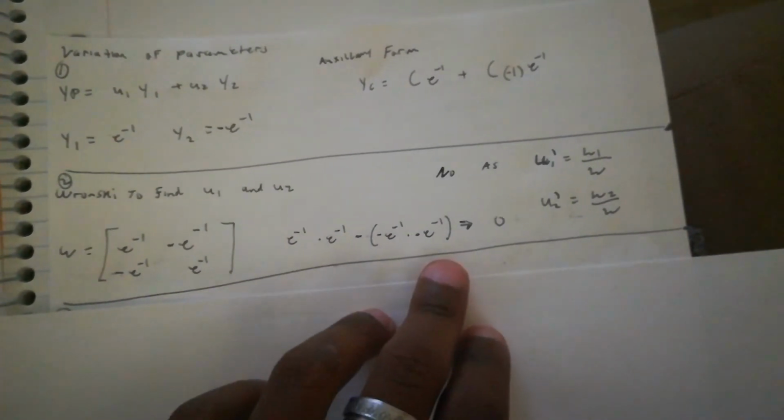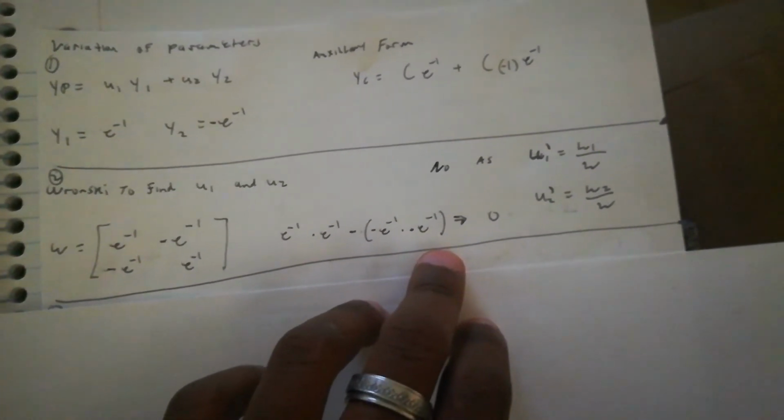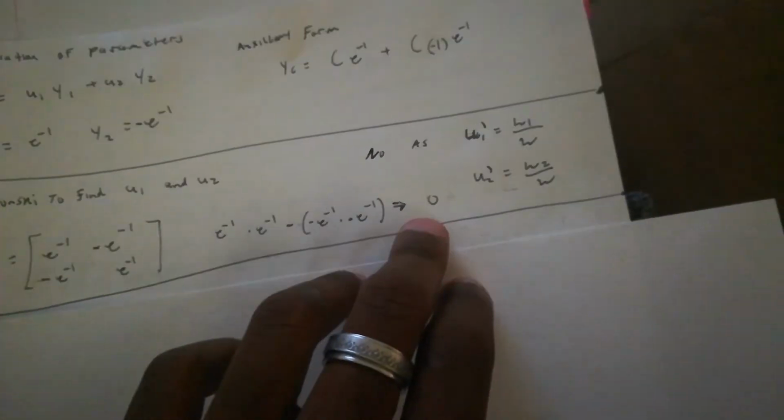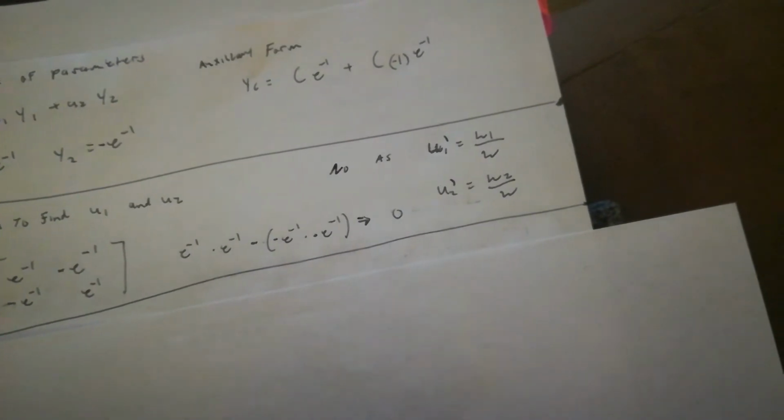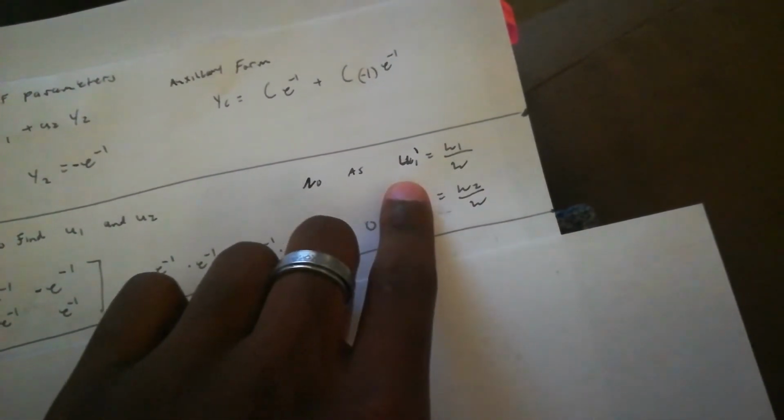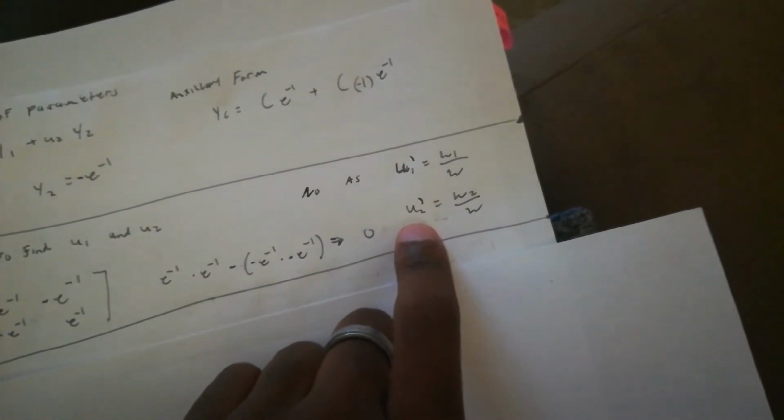For this one I got 0. I feel like my execution may be off. I believe my y2 may be missing something, but using this method you would find your u1 prime and your u2 prime.